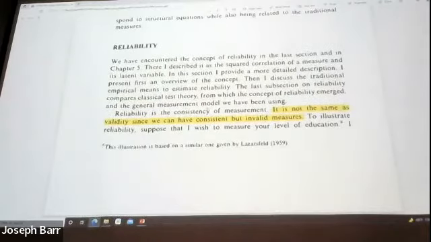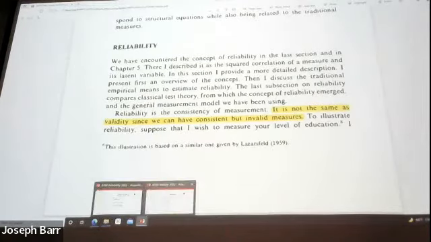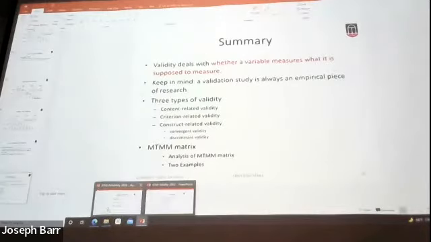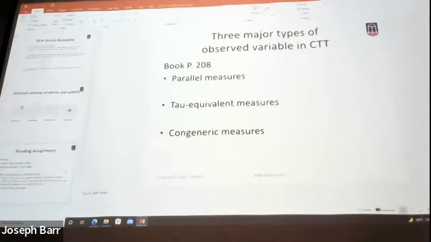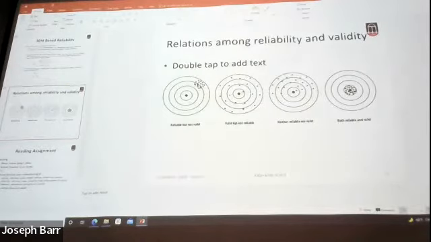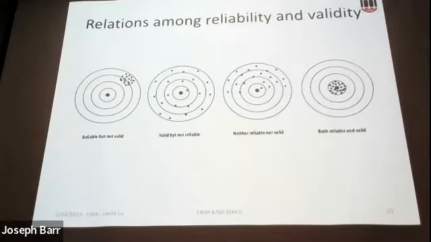Reliability. Of course, reliability and validity are different. Reliability is the consistency of measurement. It's not the same as validity, since we can have consistent but invalid measures. Let me just show you this plot first. This is extremely important to show the relationships among these two concepts.